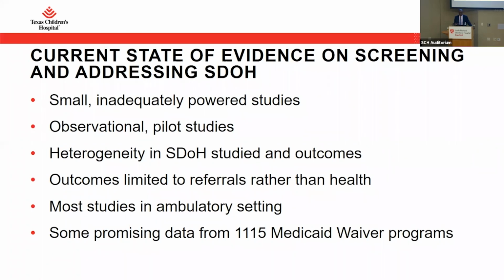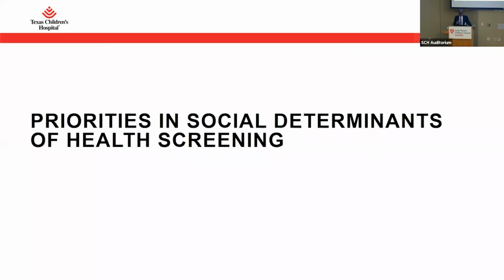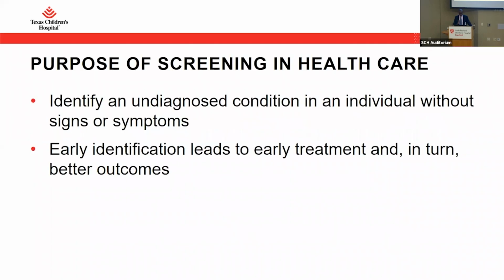So what I want to switch and talk about now is what screening looks like, how we do it, and what the priorities are. When we think of screening typically in healthcare, it's to identify an undiagnosed condition in an individual. They don't have signs or symptoms. Our goal is to identify it through our screening. And the idea is that if we identify something early enough, it leads to early treatment, intervention, and in turn, better outcomes.